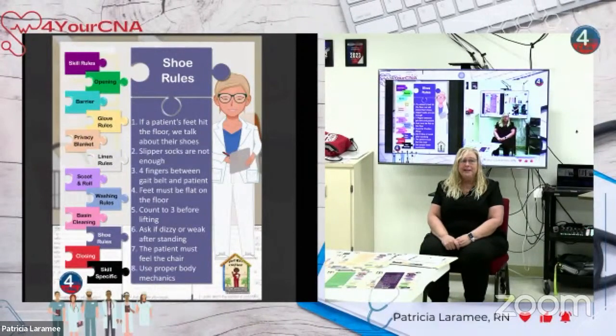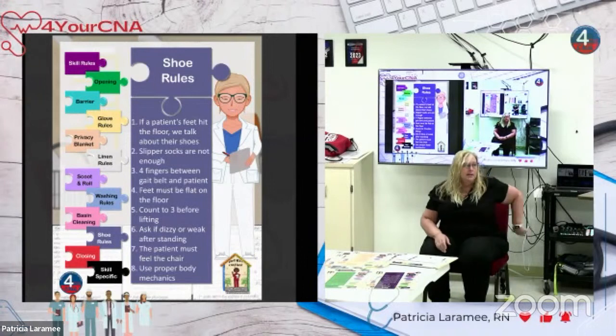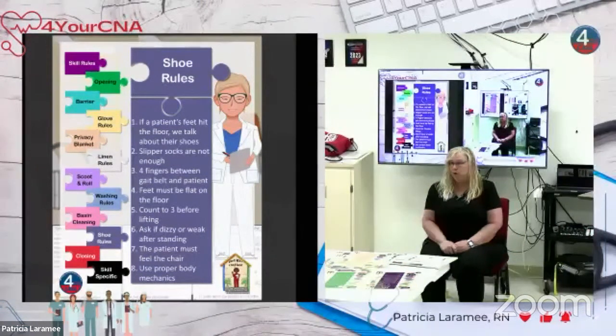So if you try to lift me to a standing position from here, I'm going to fall because my weight is not evenly balanced. So if you're going to stand me up, my feet need to be flat on the floor first. So you would ask me, are your feet flat on the floor? And I'm going to say, no. So I need to slide forward on the chair to get my feet flat on the floor before you lift. That's an important step.